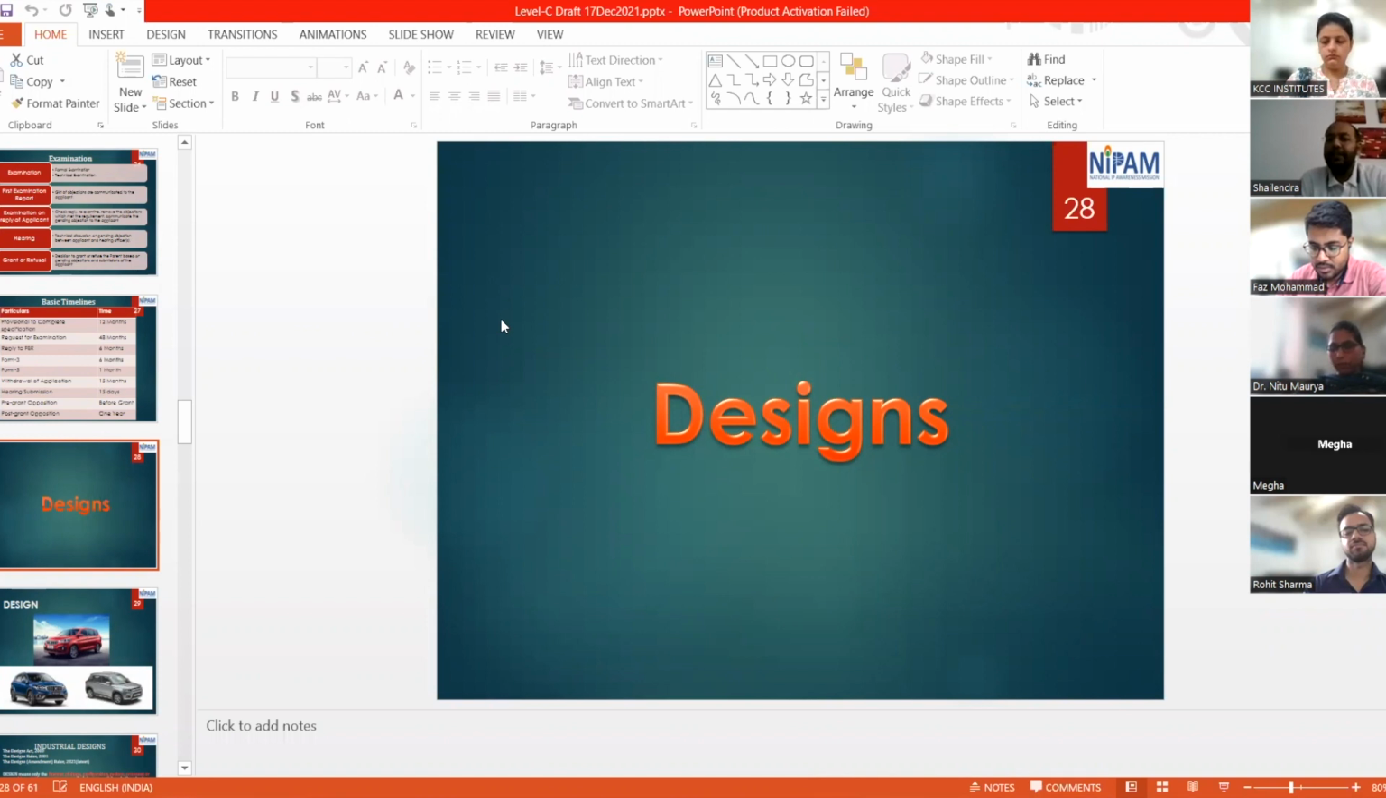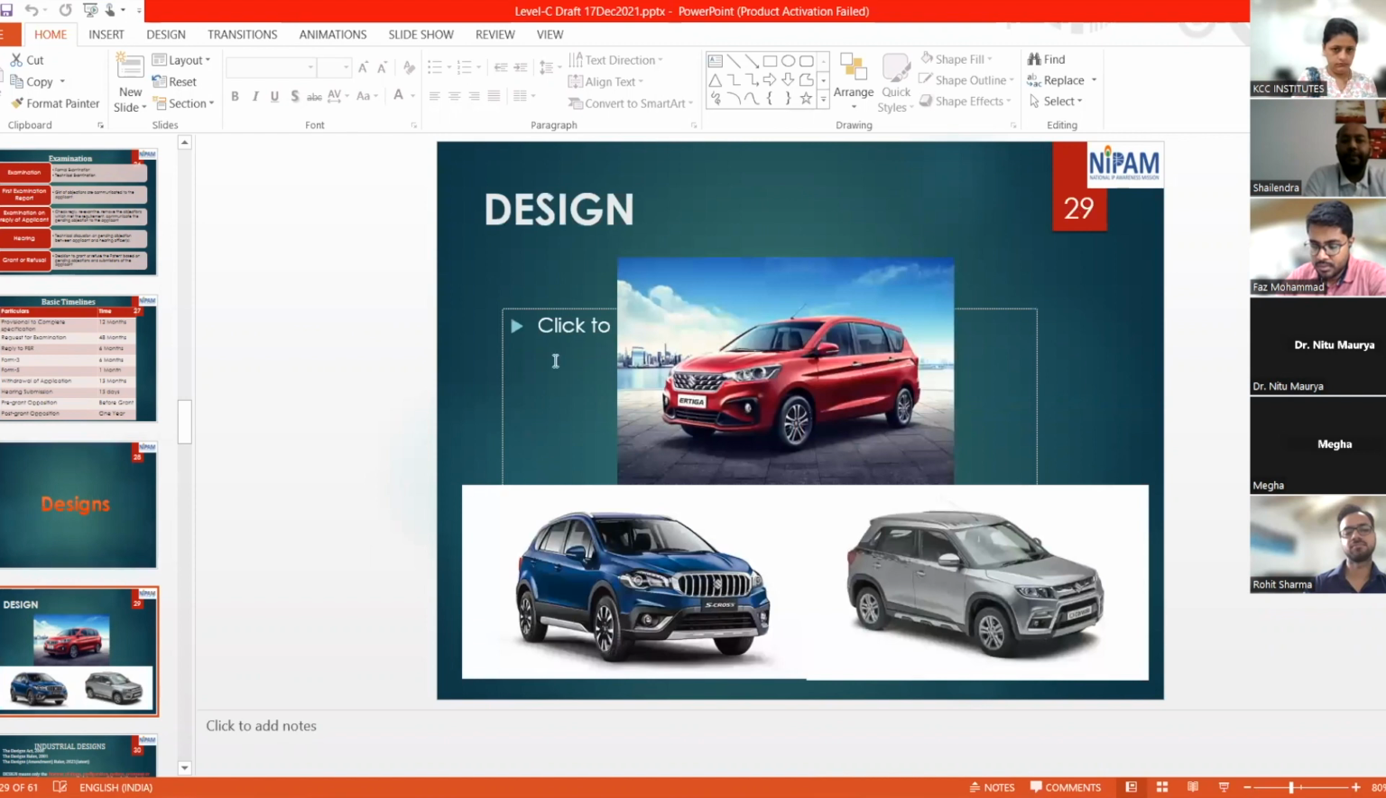What is the basic function of this design? Design is a very important aspect for any product. Why? Because we can have multiple products with similar specifications. Now I will show one example. Now on your screen, you will see 3 cars. Ertiga, S-Cross, and this is Brezza. These 3 cars have similar technology, similar engine, similar output, everything is similar, but the outer looks are different. So some people say I want to buy this one, some people say I want to buy this one. Why? Because of the outer looks only. So that comes under the design part, the outer looks or aesthetics.